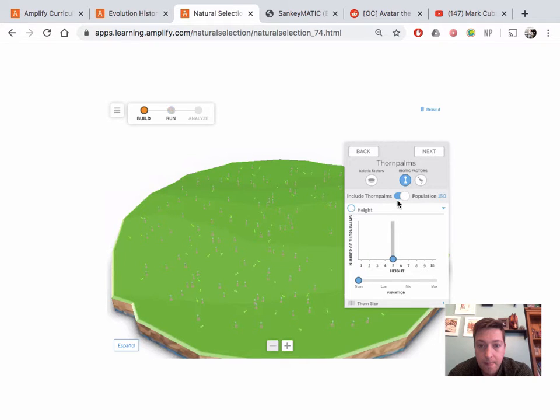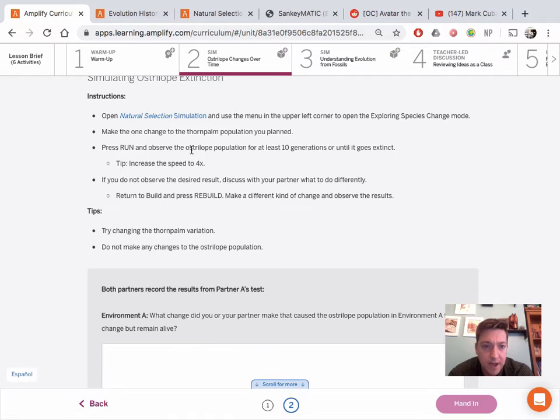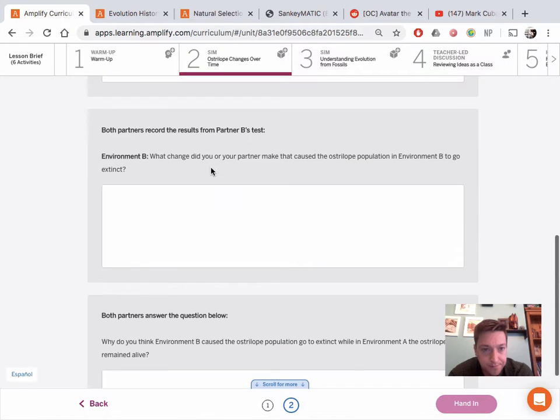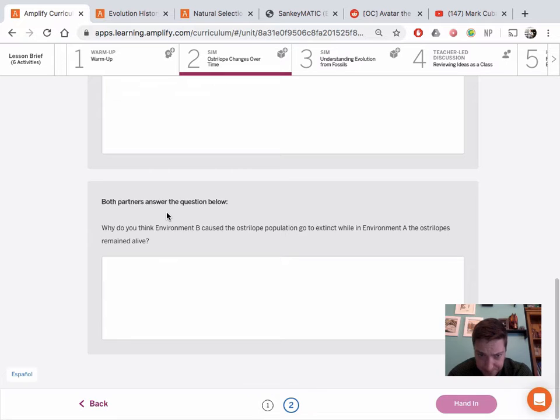So you can change thorn palm height, and you can also change thorn size. It's up to you. Well, let's look at what we have to do. Basically, create a change in the environment that causes adaptation, but Australopes don't go extinct, and then make such a big change in either the height or the size of the thorns that all the Australopes die and go extinct. And then the question at the bottom, why do you think environment B caused the Australope population to go extinct while they remained alive in A?